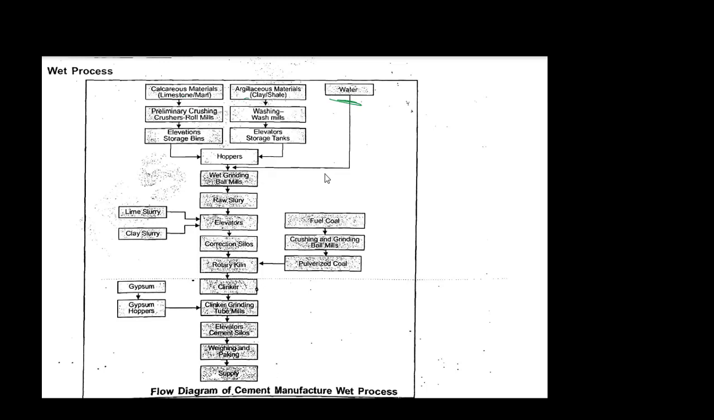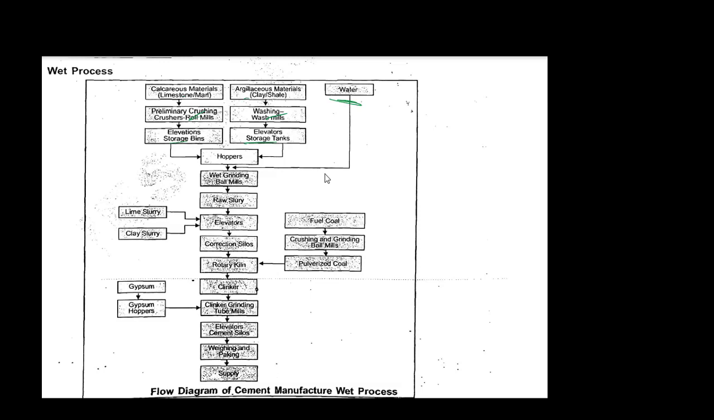Another process for manufacturing is the wet process. You can see that there is a flow chart here. The process is the same, but we are adding water here, so that's why it is called a wet process. Calcareous and argillaceous material, that is limestone and clay, are first crushed, and the clay is washed here. Here is the difference between the dry and wet process. In the dry process both were crushed, but in the wet process the limestone is crushed and the clay is washed. Then they are stored in separate storage basins.